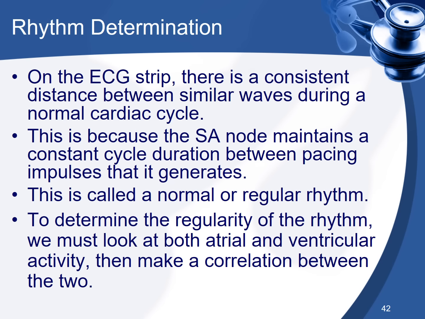If it's not, if your intervals are smaller, longer, waveforms don't look the same, that is an irregular rhythm, which means that the impulse is generated somewhere outside of the SA node. It also will tell you, is it an atrial problem or maybe a ventricular problem?